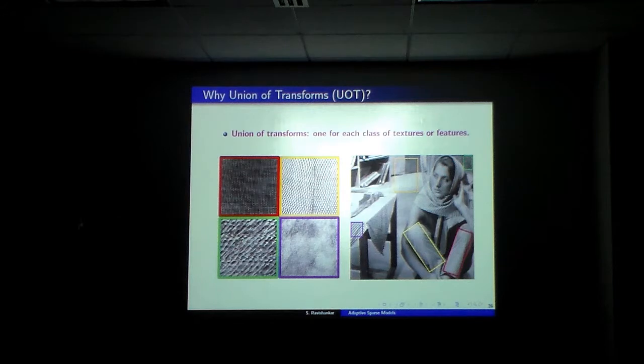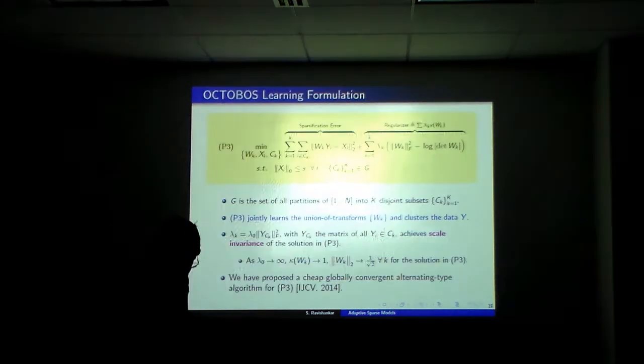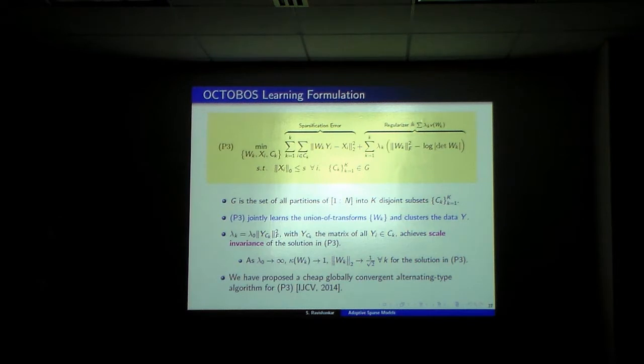Okay. So we want to learn in many situations a union of transforms. Why is a union of transforms useful? You could do classification, for example. And you could even do denoising better by learning a collection of transforms than just one transform for a very diverse or large image. So what is the kind of problem that we're going to look at? That's the one over here. It's problem P3. It looks very complicated, but it's actually very similar to the problem that I just discussed in my part one.